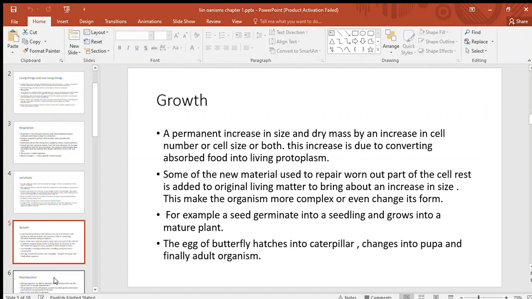Some of the new material is used to repair worn out parts of the cell, and the rest is added to the original living matter to bring about an increase in size. This increase in size is due to the food which is absorbed into living protoplasm.